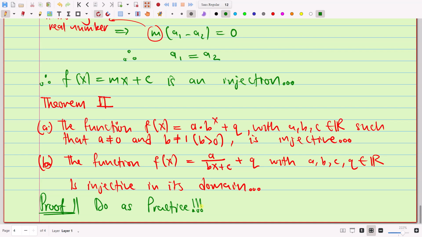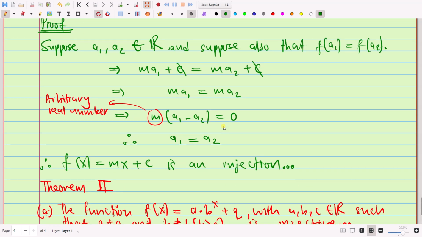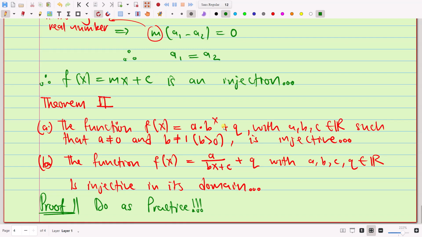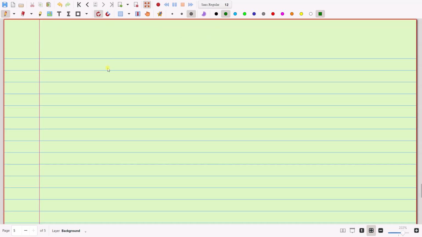These are functions that you can readily see, even by inspection, that they are indeed injective, but it will be good to use the same line of reasoning as we demonstrated here to show that these functions are indeed injective. You see. Then now let's move on to the discussion of surjectivity.